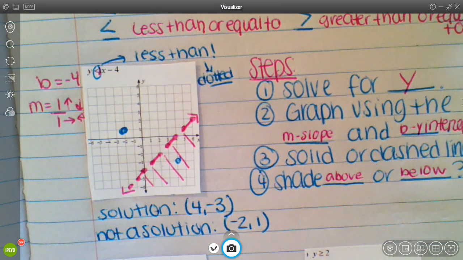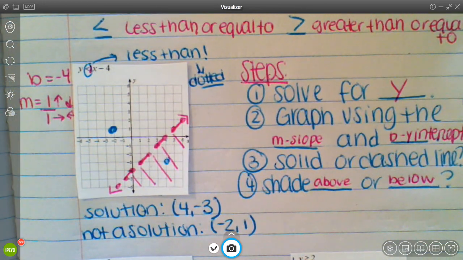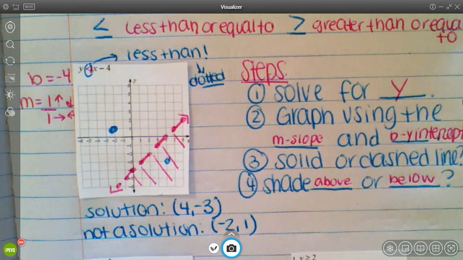Make sure you're pausing along the way. Make sure you have copied down all the stuff. Okay, we're going to go on to the second one. Here's the second one.